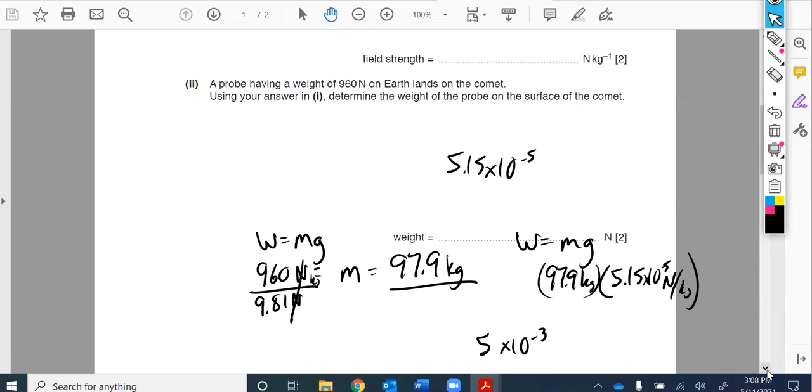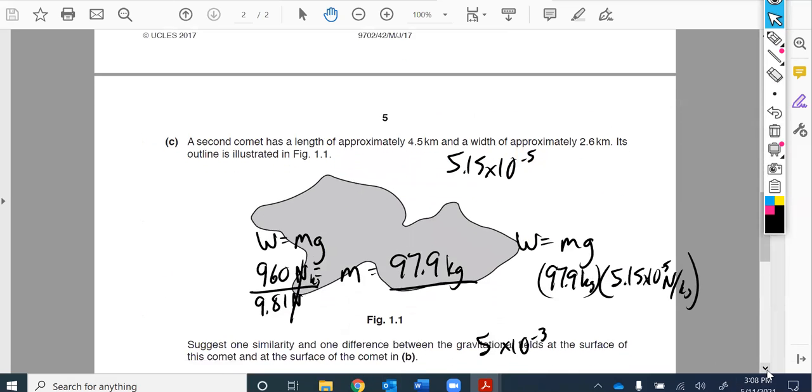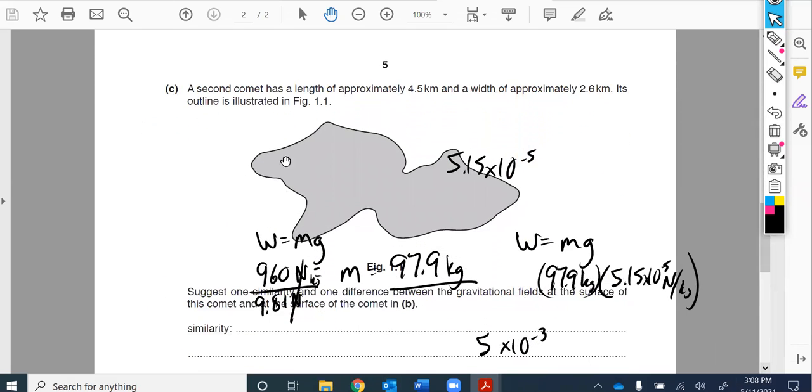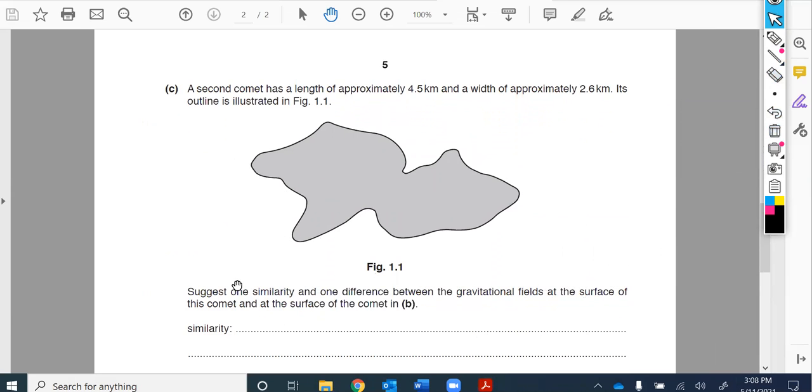The question goes on to have you consider a second comet that has a length of 4.5 kilometers and a width of 2.6 kilometers. And it says, suggest one similarity and one difference between the gravity fields at the surface of this comet and at the surface of the comet in B.